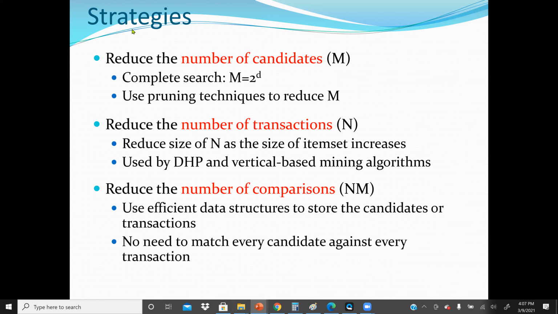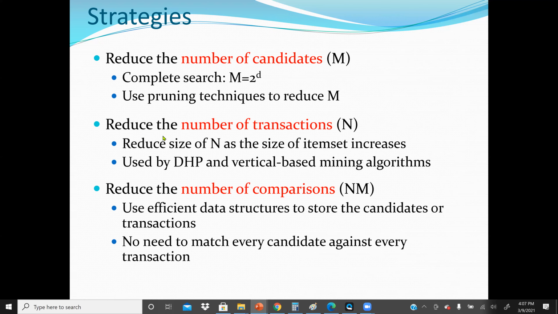Now, we need to find some strategy to reduce the number of candidates, especially if the candidate is not a frequent item set; we want to remove it. So we complete the search, M equal to 2 to the power D. Then we use the pruning techniques to reduce the M. So we're going to prune all the item sets that are not frequent. The Apriori algorithm tells us that if an item set is not frequent, then its supersets are not going to be frequent either. So we are going to prune all of them out.